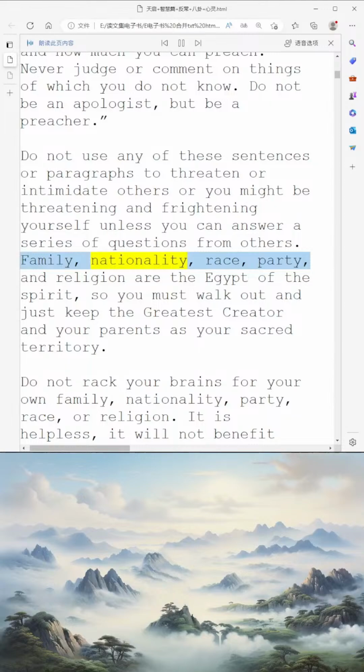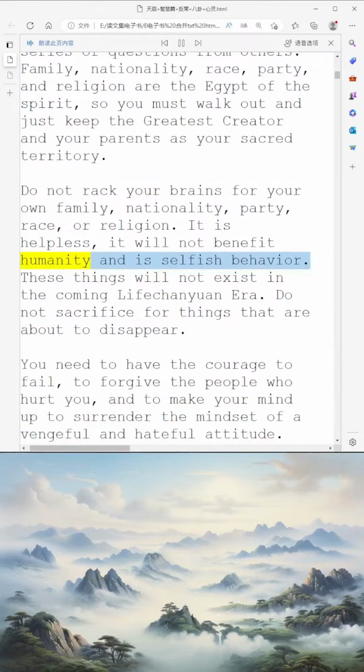Family, nationality, race, party, and religion are the Egypt of the spirit. So you must walk out and just keep the greatest creator and your parents as your sacred territory. Do not rack your brains for your own family, nationality, party, race, or religion. It is helpless. It will not benefit humanity and is selfish behavior. These things will not exist in the coming life of Chanyuan era. Do not sacrifice for things that are about to disappear.